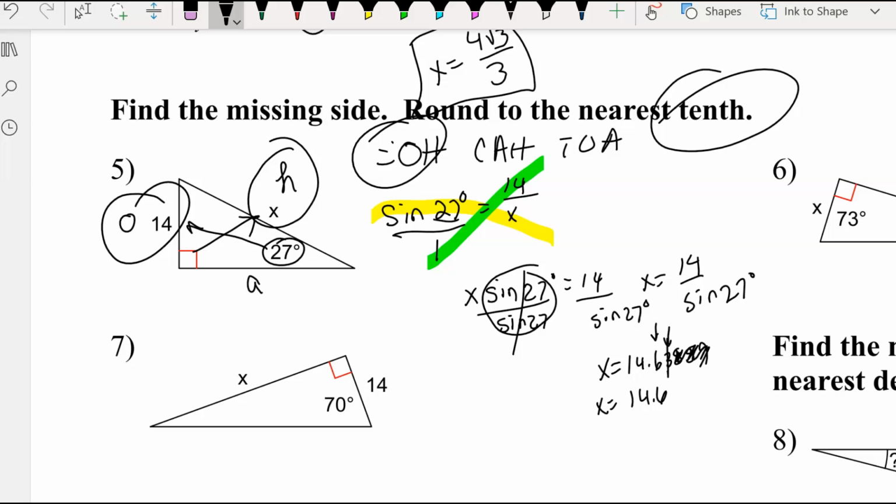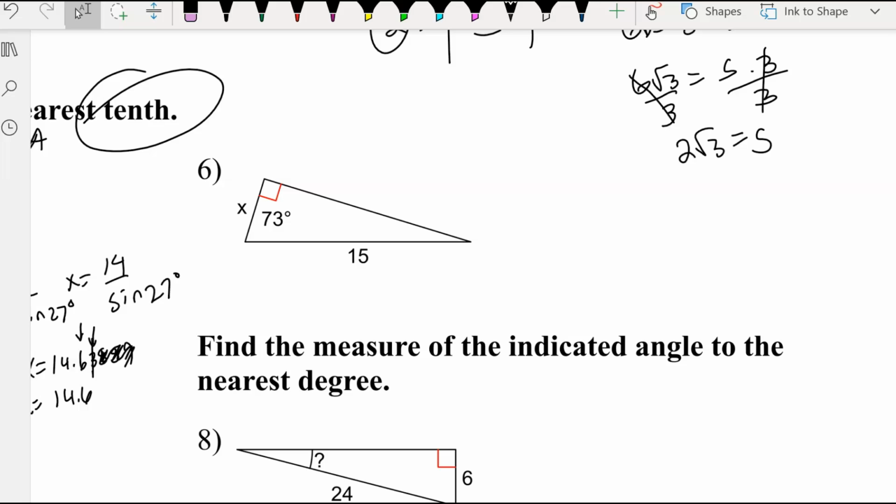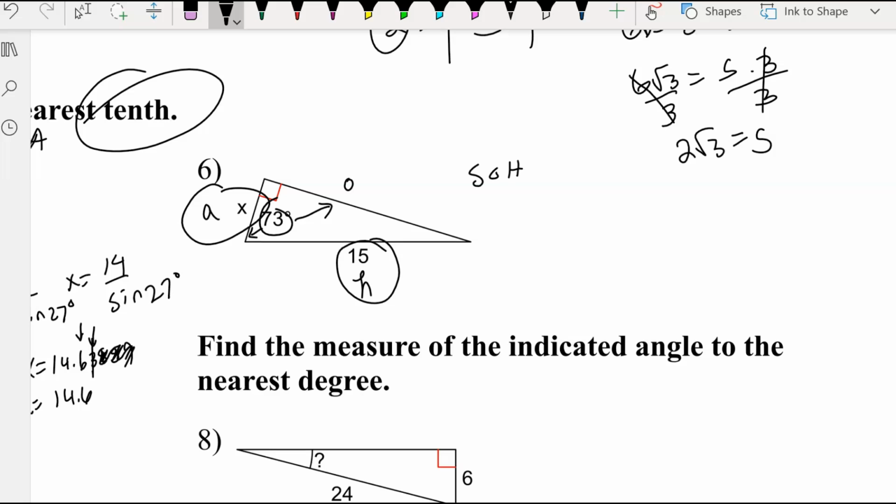Okay, number 6. Same type of thing. You've got a right triangle, and you've got an angle. They're talking about this angle over here. So you've got your 73 degrees, the opposite side is over here, the hypotenuse is over here, and the adjacent is over here. This is the one you know, and this is the one you're trying to find. SOHCAHTOA. We have A and H. That means we're going to take cosine of 73 degrees equals x over 15.